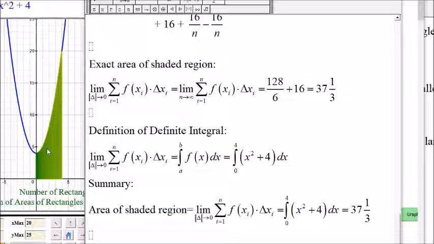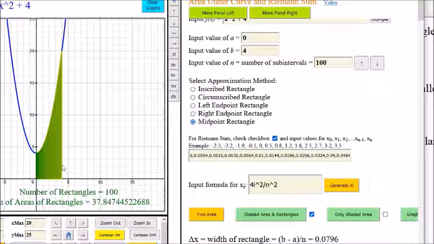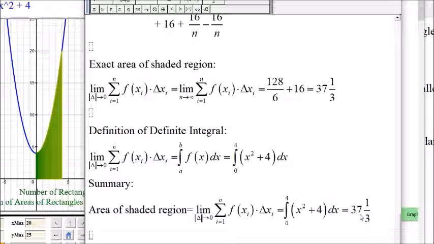And in summary, the exact area of the shaded region is 37 and 1/3. And it is denoted as the limit as the norm goes to 0, which is also defined as the definite integral from 0 to 4 of x squared plus 4 times dx. And so the exact area is 37 and 1/3. Earlier when we filled this up with 100 rectangles, we got 37.84, which is close to the 37 and 1/3.